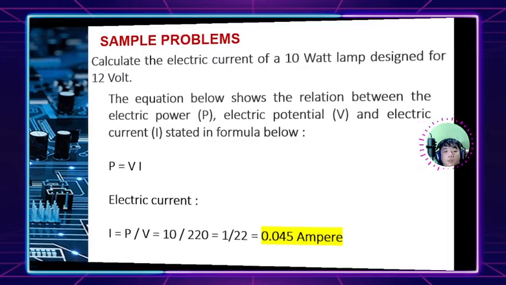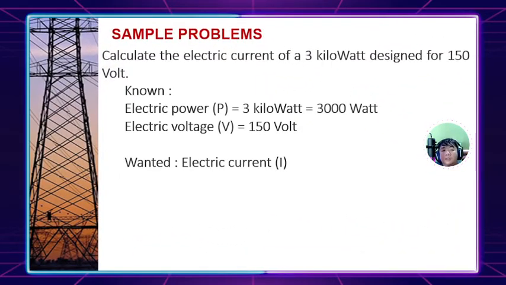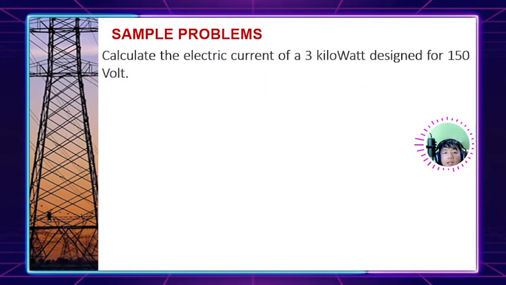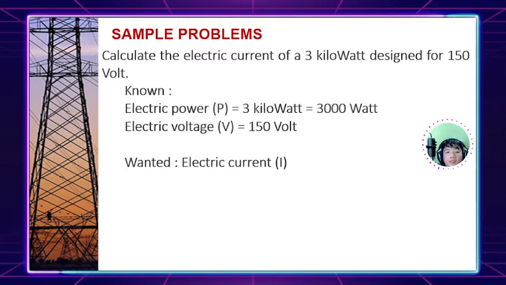Okay? So another problem: calculate the electric current of a 3 kilowatt lamp designed for 150 volts. So the given, we have 3 kilowatts, which is equivalent to 3,000 watts. So that's for power, or electric power.